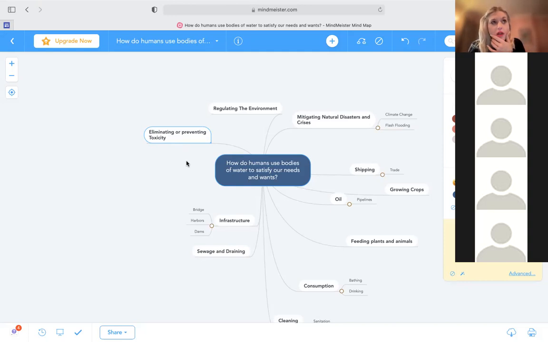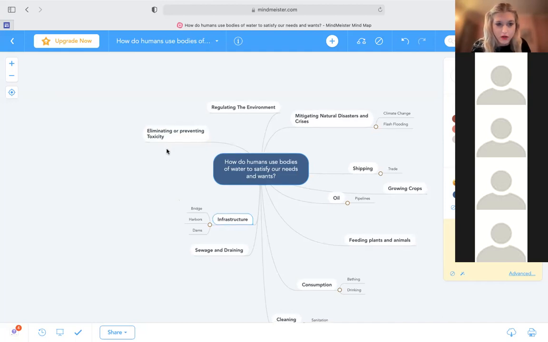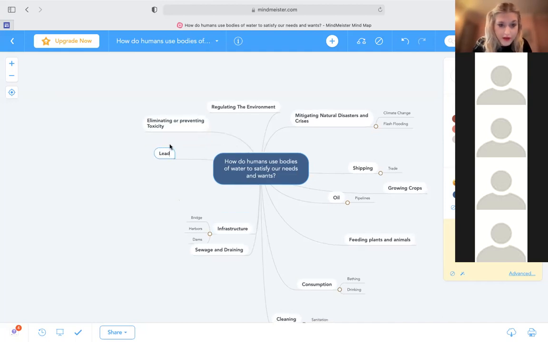And so eliminating lead pipes, for example, and having the infrastructure to replace some of these things are related, right? Infrastructure is related to eliminating or preventing toxicity, but that's one reason we would pay attention to or enact policy on water resources: to prevent toxic things in the water from affecting us, or toxic elements in our water infrastructure. One example would be lead.